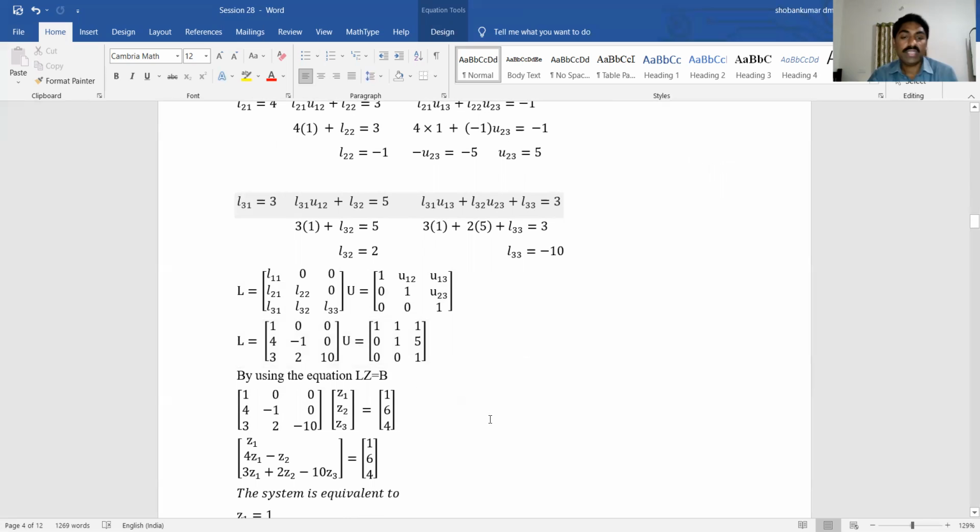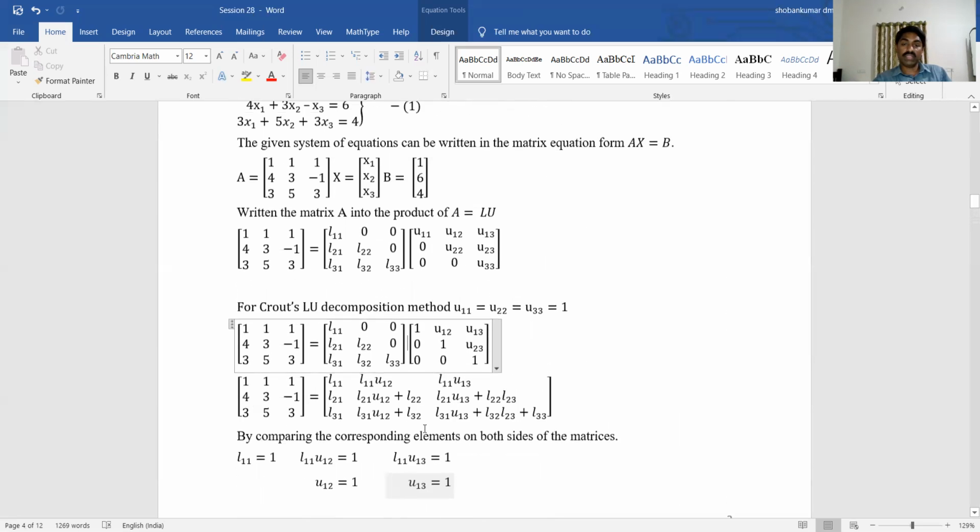Now by using LZ is equal to B, L into Z is equal to B. Here L is a lower triangular matrix, Z is the column matrix Z1, Z2, Z3, and B, we know from the given equations.